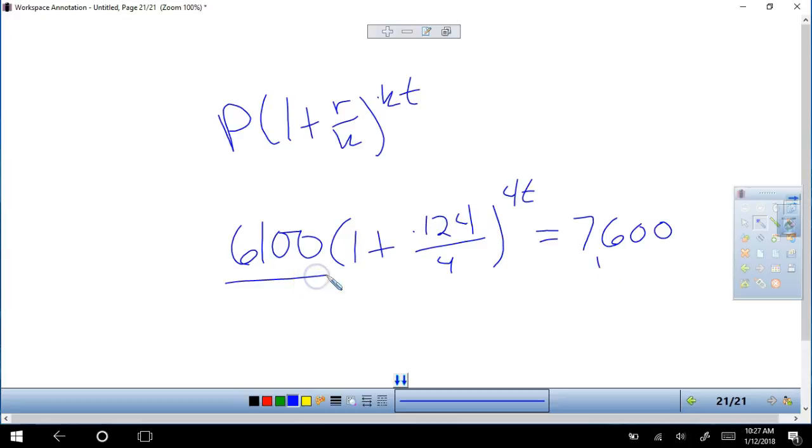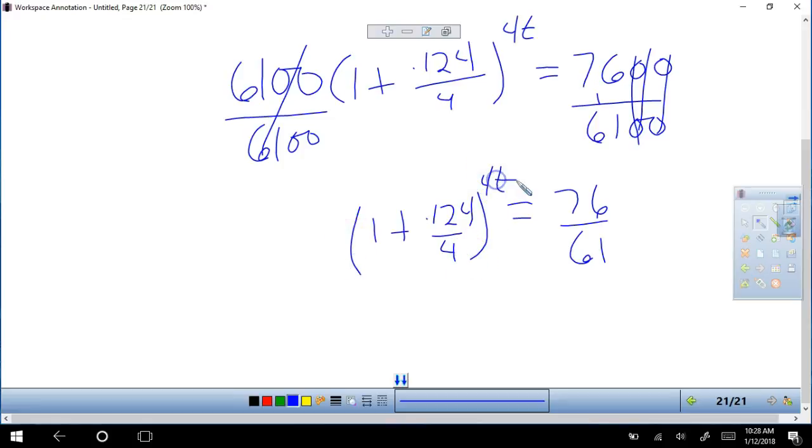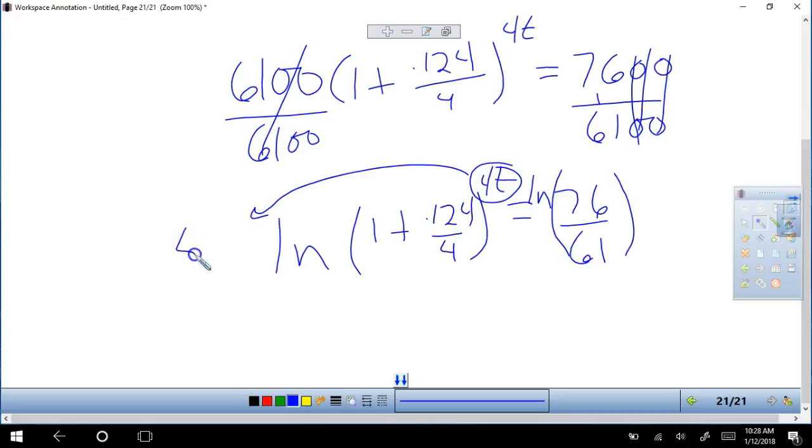So first thing I do is divide by 6,100. Zeros cancel. So what's 76 divided by 61? Nasty decimal, so I'm going to leave it. Now, I need to get that exponent down so I can actually do this problem. So I natural log both sides. You could also use log. Then I can move that out in front.